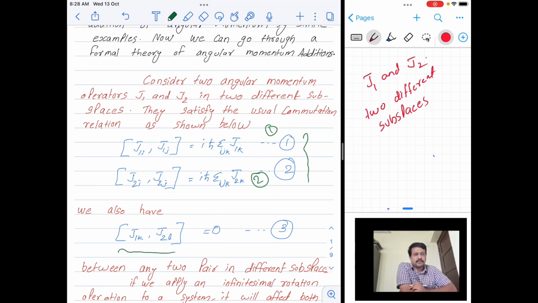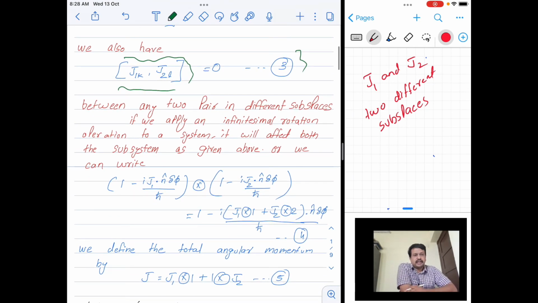The important property is that J1k and J2l are angular momentum operators in different subspaces. Operators in different subspaces will commute with each other, so the commutator is equal to 0. That is equation number 3, which is also well known.